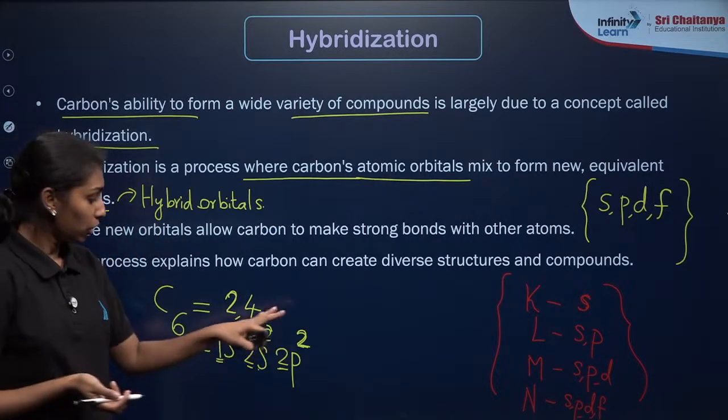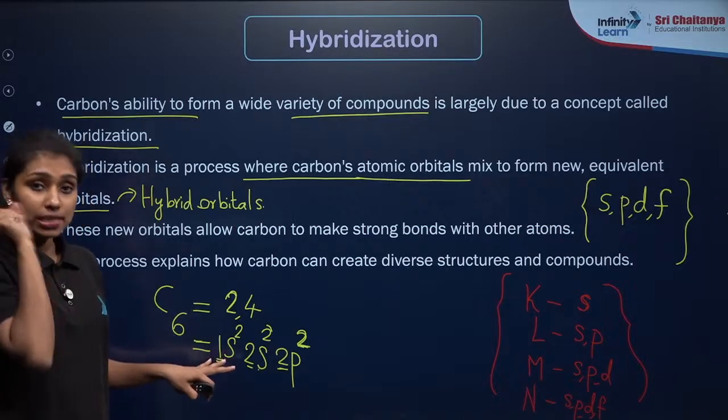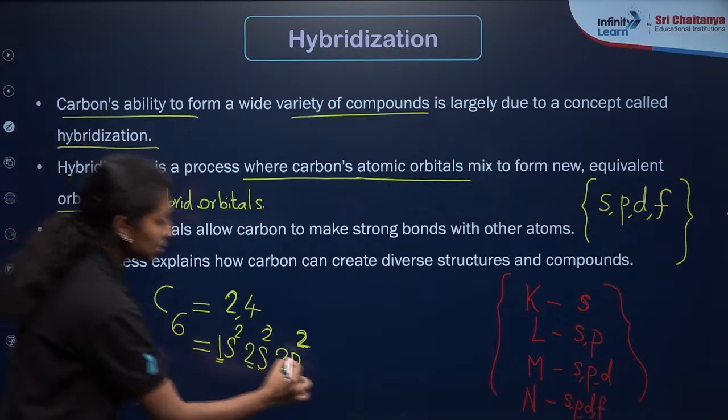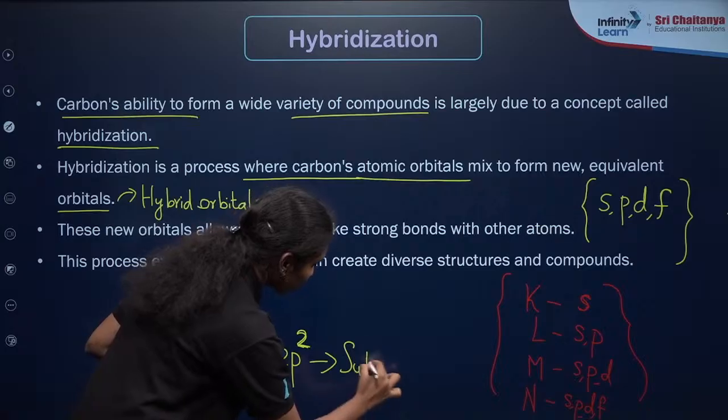So we have seen the electronic configuration of carbon, right? This is the subshell electronic configuration, and the first one is the shell electronic configuration.